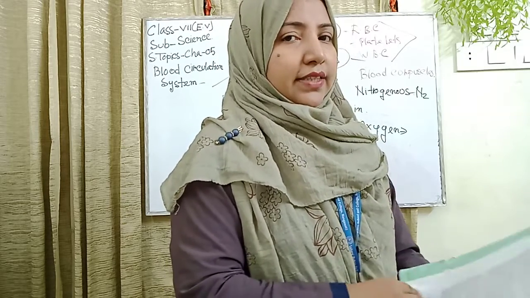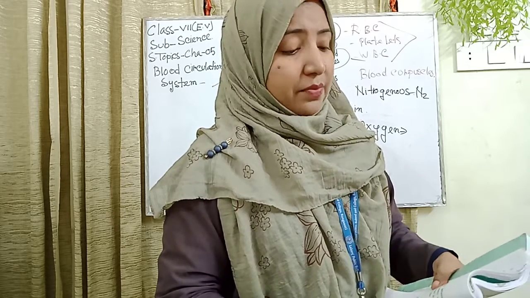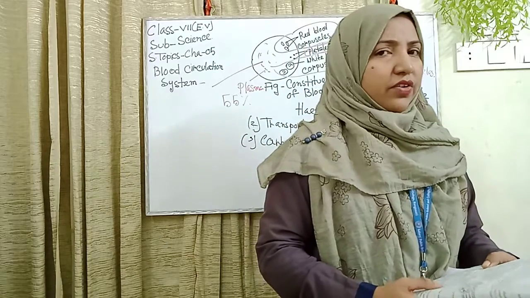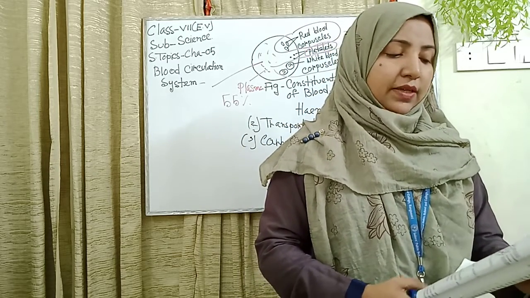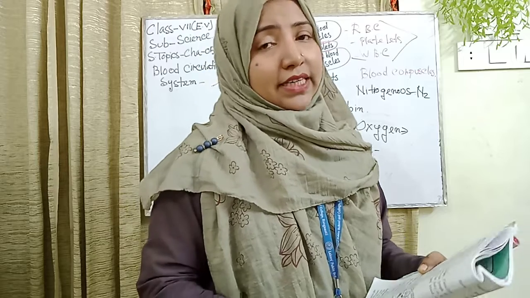My dear students, I also explain about the blood circulatory system. It's a very important topic for your final exam. Here I also explain about blood and its constituents. We know the blood constituents are of two types. First type is plasma and second type is blood corpuscles.